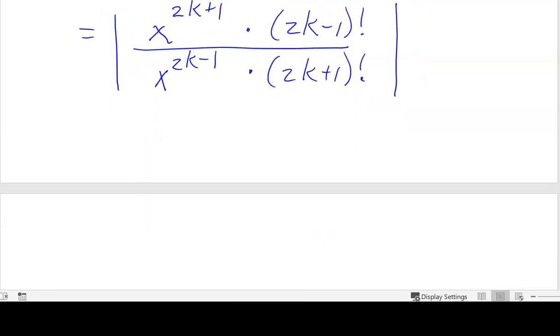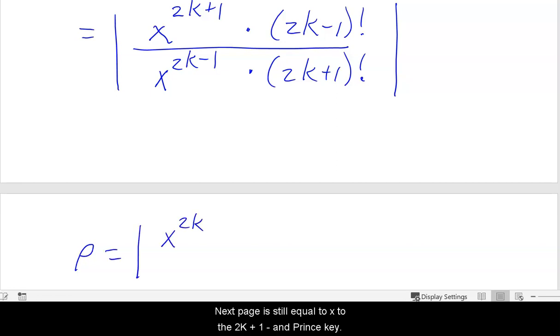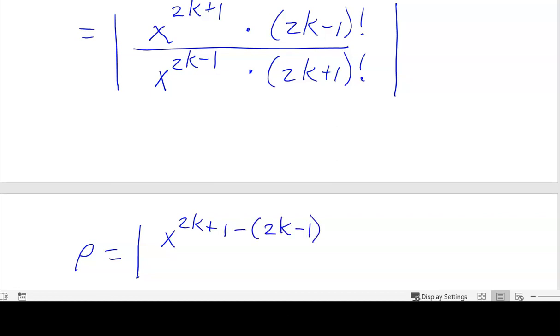So on the next page, rho is still equal to x to the 2k plus 1 minus, in parentheses, 2k minus 1. If I simplify that, and I will in a moment, you'll see that the 2k's are going to cancel, but the 1's will double. The second part, in order to simplify it, I need to take the larger factorial, 2k plus 1 quantity factorial, and bring it down until we get to the level of 2k minus 1 quantity factorial.